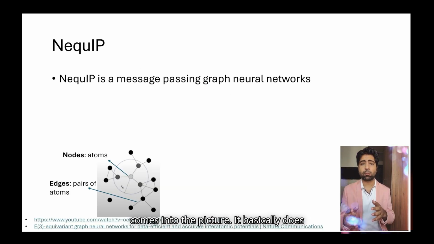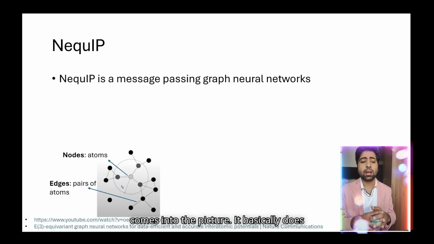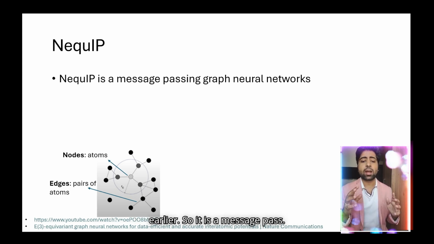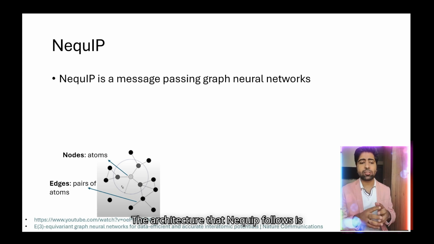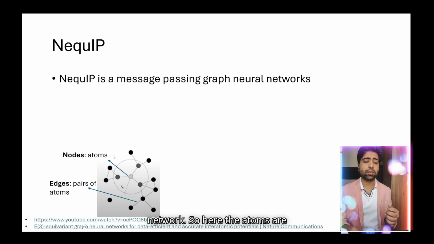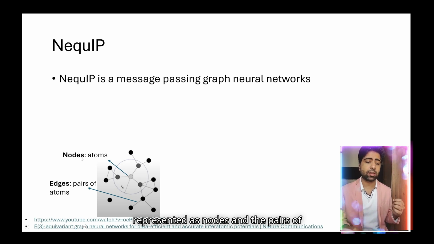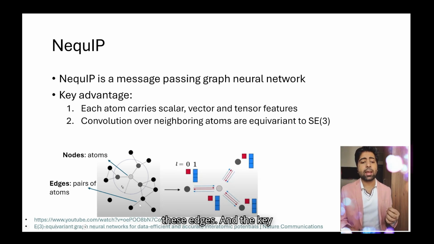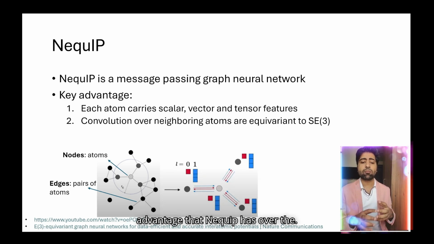And this is where NequIP comes into the picture. It basically does most of the things that I talked about earlier. The architecture that NequIP follows is that of a message passing graph neural network. Here the atoms are represented as nodes, and the pairs of atoms are represented by these lines or these edges.